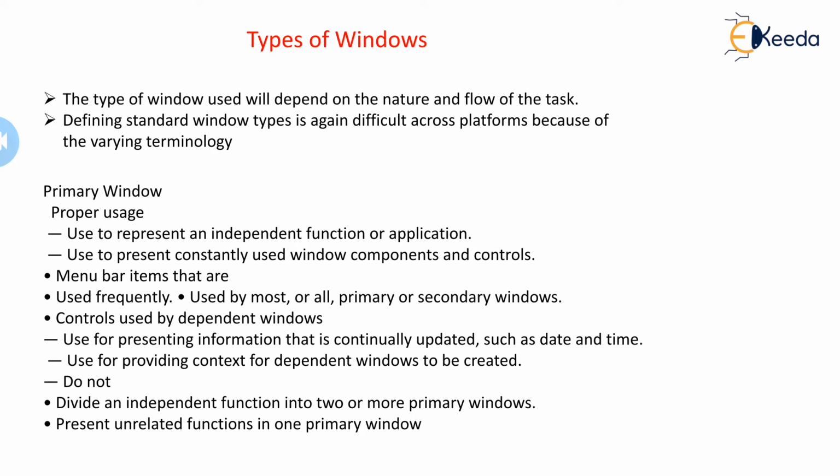A primary window should consist of constantly used window components, which were discussed in the components of a window, like the frequently used menu bar, controls, and so on.